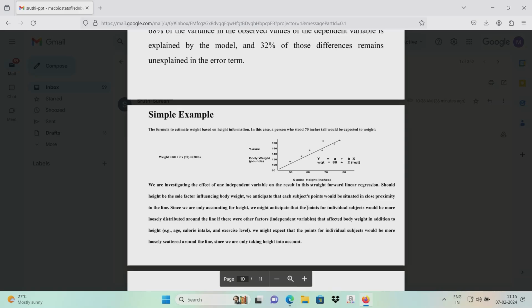This is a simple example of how to calculate simple linear regression by hand calculation. You can always use software such as R, Python or SPSS to calculate the simple linear regression model.